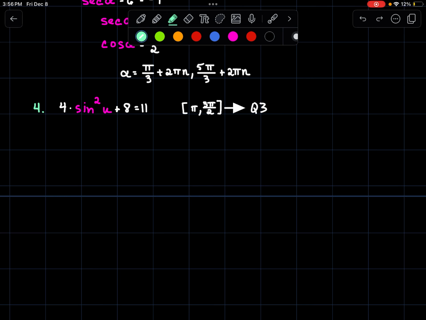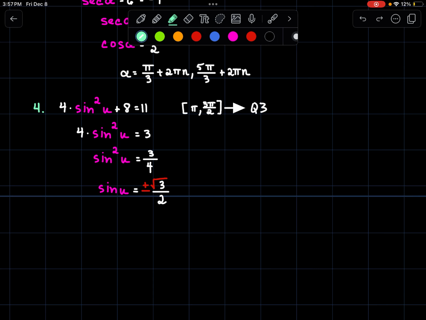So let's isolate sine squared. Let's subtract 8 over, and then divide by 4. Now we learned in algebra that we can get rid of a second power by square rooting both sides. And when I square root both sides, please don't forget to put that plus or minus symbol in there. I've also simplified my square root of 3 over 4. We don't have a perfect square for 3, but on the bottom 4 is a perfect square, so we do have the square root of 4, which is 2.